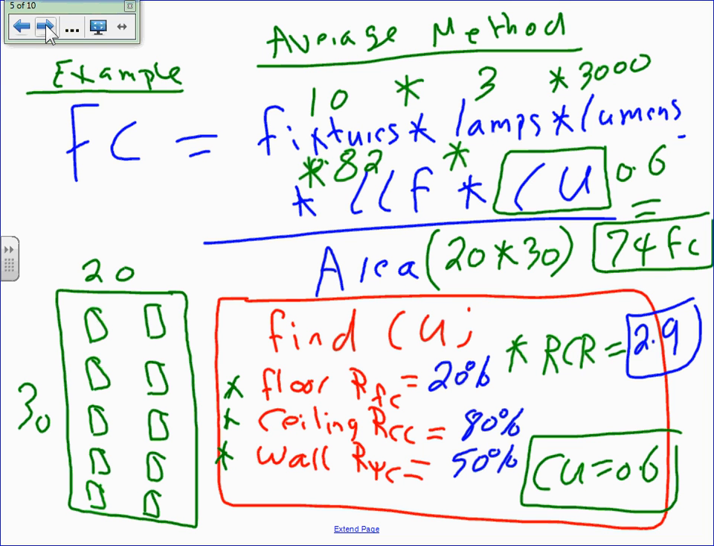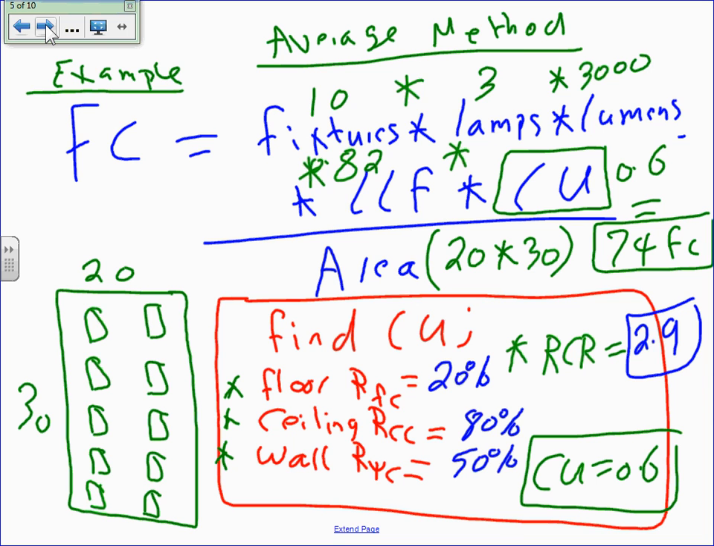See why we missed with the whole room cavity ratio? That's it. In the past, guys, when you were with me, I used to give you that coefficient of utilization. I said, here, take it. Now you're going to calculate it. So for 0.6, you put the 0.6 here. How many foot candles do we have here? 74 foot candles. Any questions?